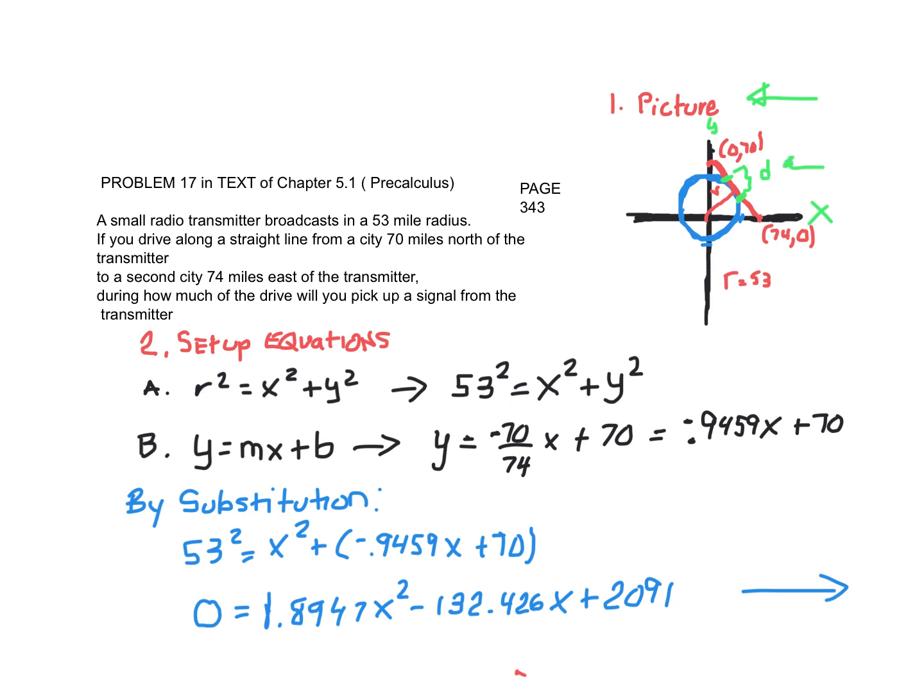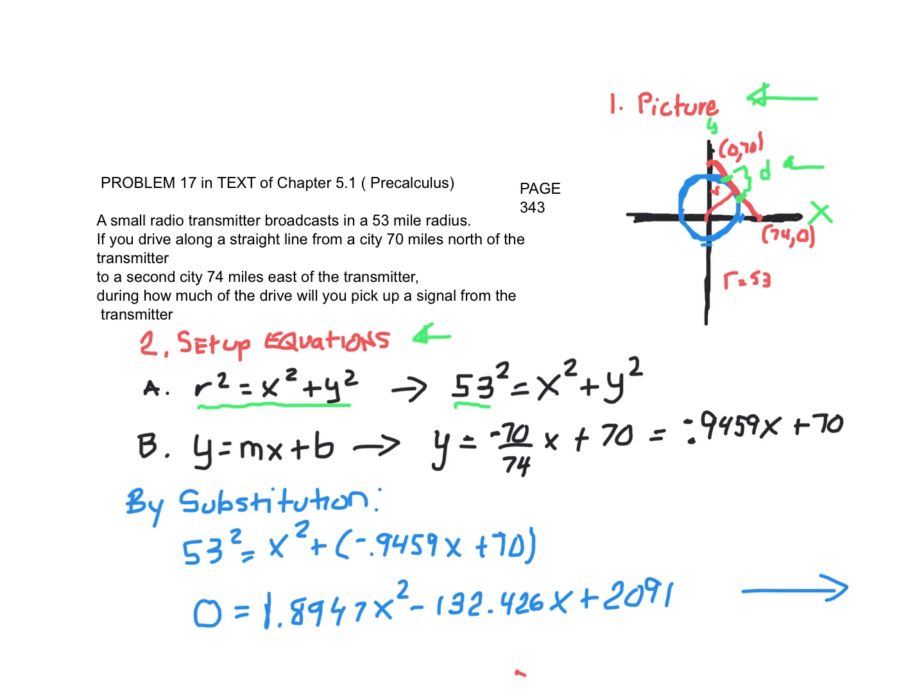But in the process, we have to set up several equations. So the next step after we draw the picture is to set up the equations. We have a circle and we have a line. So the circle equation is r squared is equal to x squared plus y squared. In this particular case, r is 53, so it's going to be 53 squared. And the x squared plus y squared is based on the fact that the center is at the origin of the xy axis.